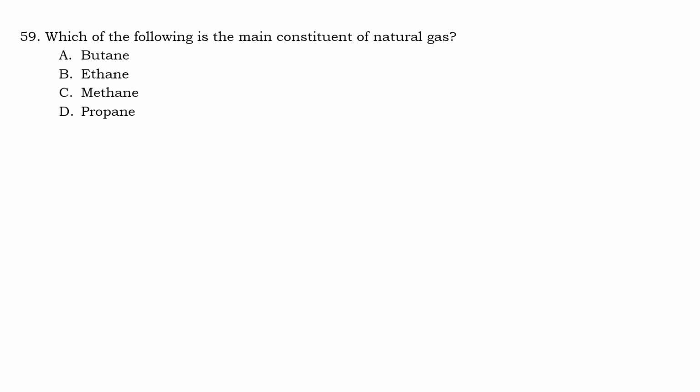So ethene is the organic compound that is used for production of 1,2-ethane diol. Question number 59. Which of the following is the main constituent of natural gas?